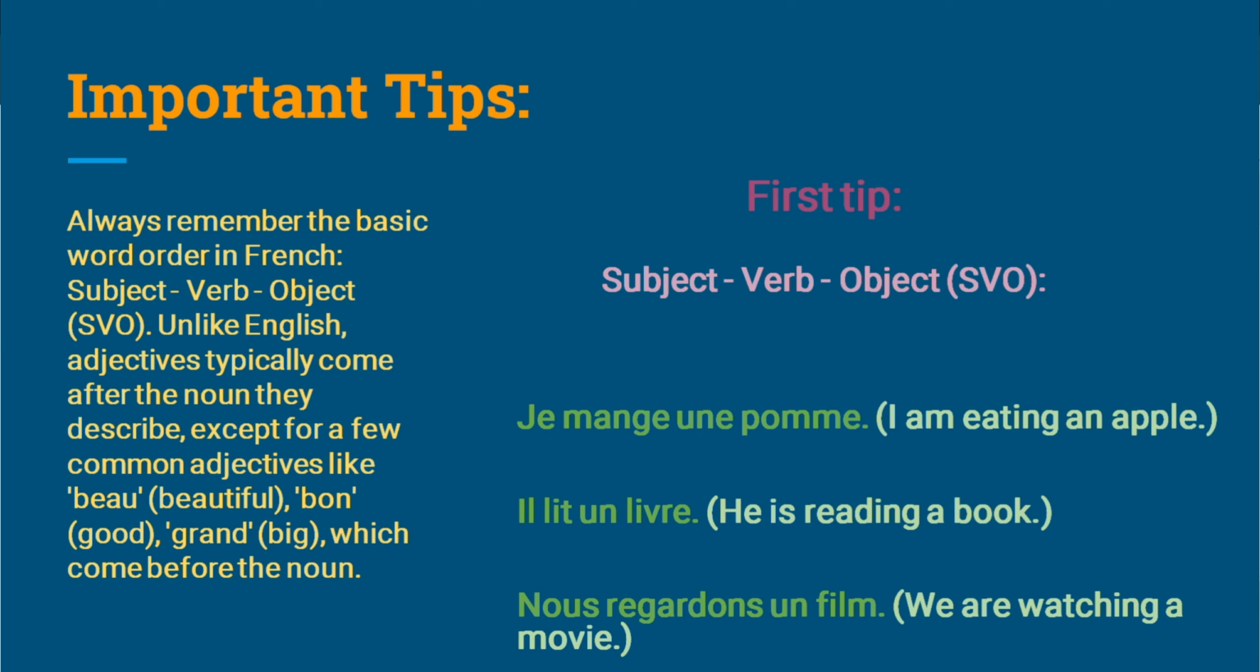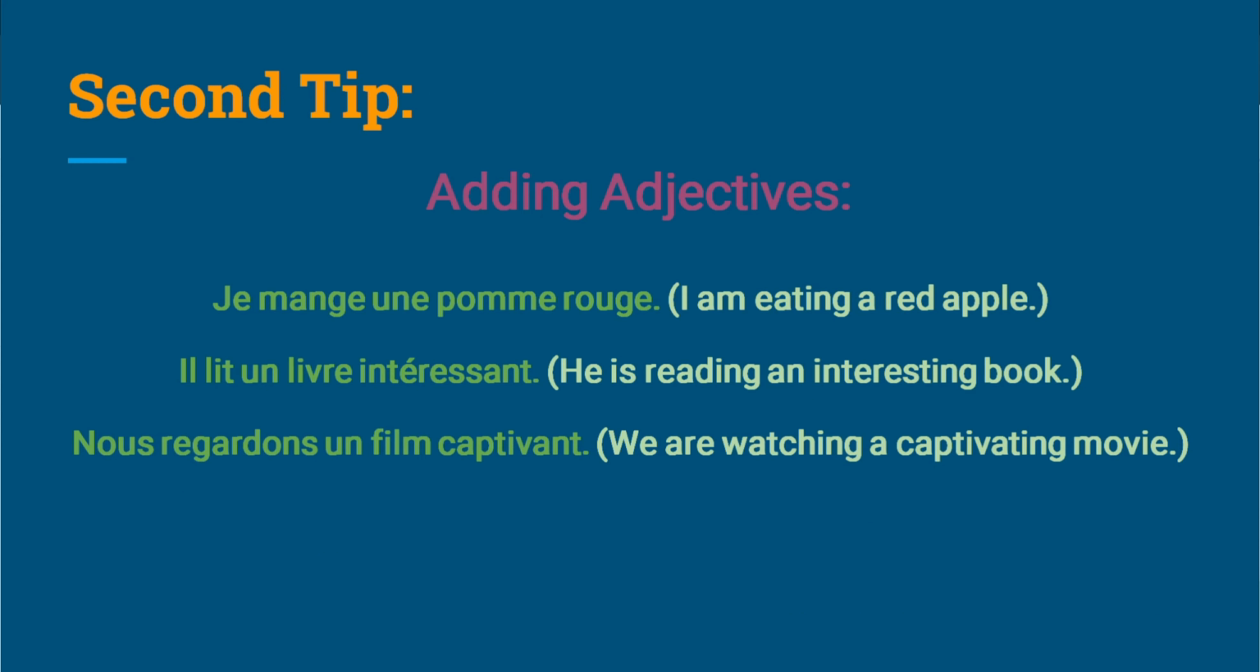Subject, verb, object, or SVO. Je mange une pomme. I am eating an apple. Il lit un livre. He is reading a book. Nous regardons un film. We are watching a movie.